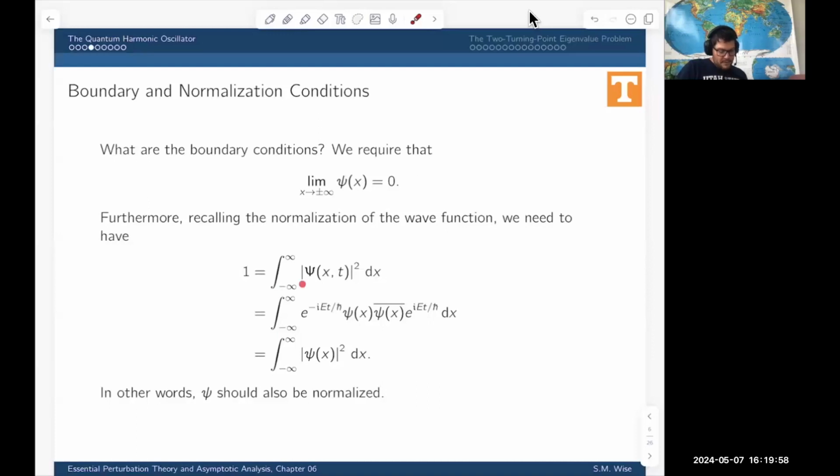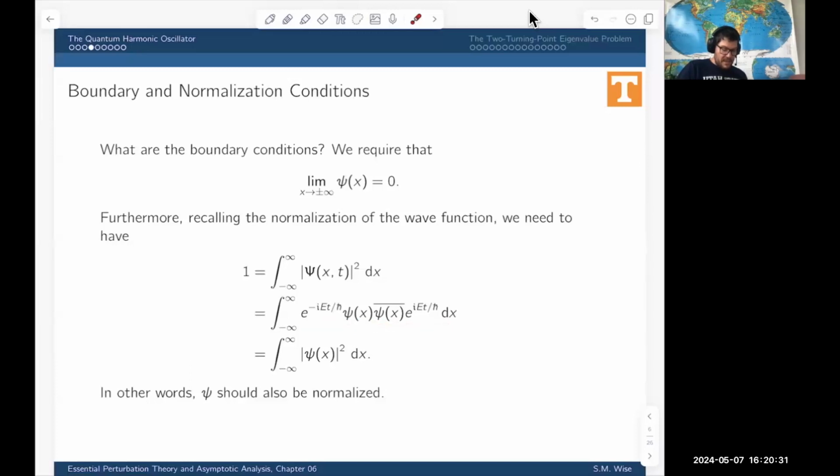But we know what this wave function is. It's just the product of a time-dependent function which depends exponentially on time, times some as yet unknown spatial wave function. And of course, we're dealing with the modulus squared. So the way we deal with this is we multiply the function times its complex conjugate.